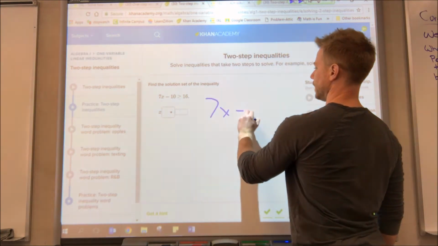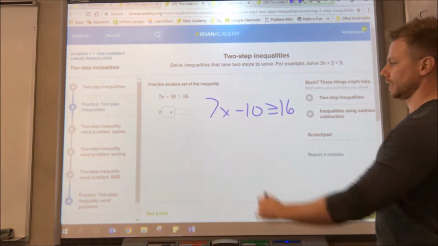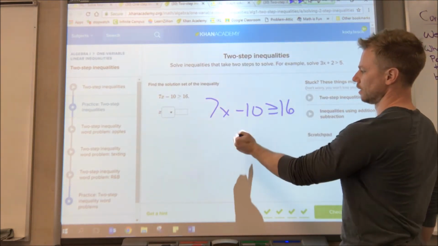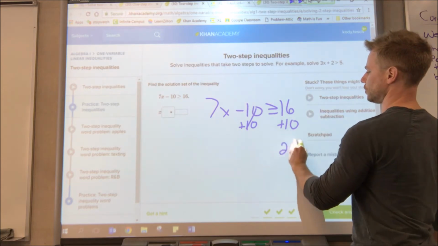Okay, 7x minus 10 is greater than or equal to 16. Again, we want to get the x by itself. We have to get rid of this 10. Do the opposite of what we see. Add 10. Do it to the other side as well.